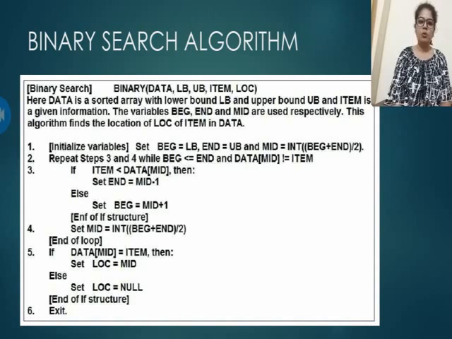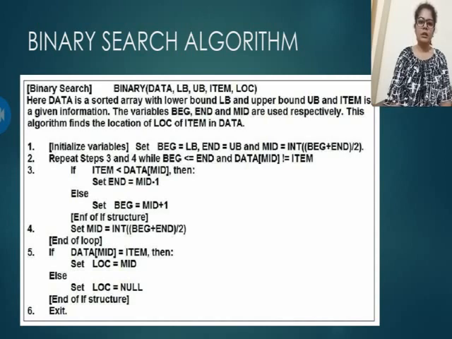Now step number 4. Again we have to calculate the mid as we did in every step, that after comparing the item with the mid, we again have to calculate the mid. So again set mid equal to beginning plus end divided by 2, and end of loop. So we have to repeat steps 3 and 4 till we find the element.